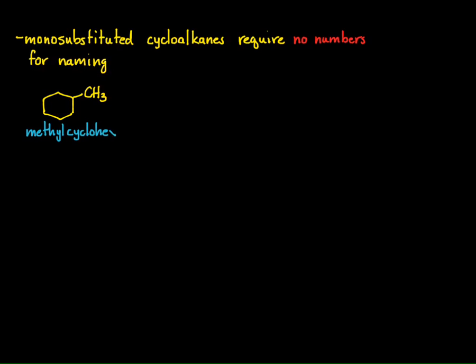Now, when we think about substituted cycloalkanes, if there's only one substituent, a monosubstituted cycloalkane, we've looked at naming alkanes and we said that each substituent needs a number. When there's only one substituent on the ring, it could essentially be on any of the carbons. So there are no numbers required for naming monosubstituted cycloalkanes. For example, here I have a methyl substituent on a cyclohexane ring, and so this is simply methylcyclohexane. Another example is if I have 1 bromine on a cyclopentane ring, this becomes bromocyclopentane.